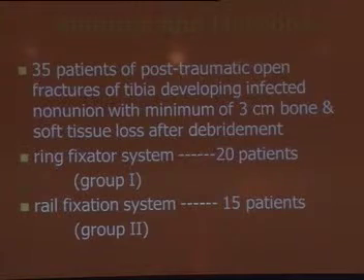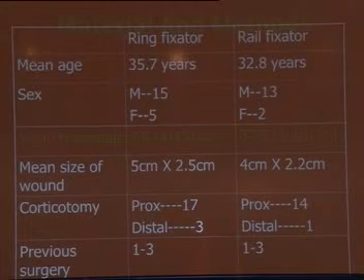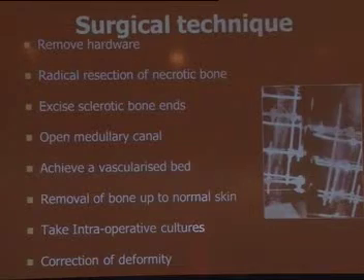There were a total of 35 patients. 20 patients had ring fixator and 15 patients had rail fixator. Both the groups were comparable with respect to age, sex, mean bone gap and mean size of bone. Proximal corticotomy was done in 17 in ring fixator and in 14 in rail fixator. And 3 patients in ring fixator had distal corticotomy and 1 in rail fixator had distal corticotomy.